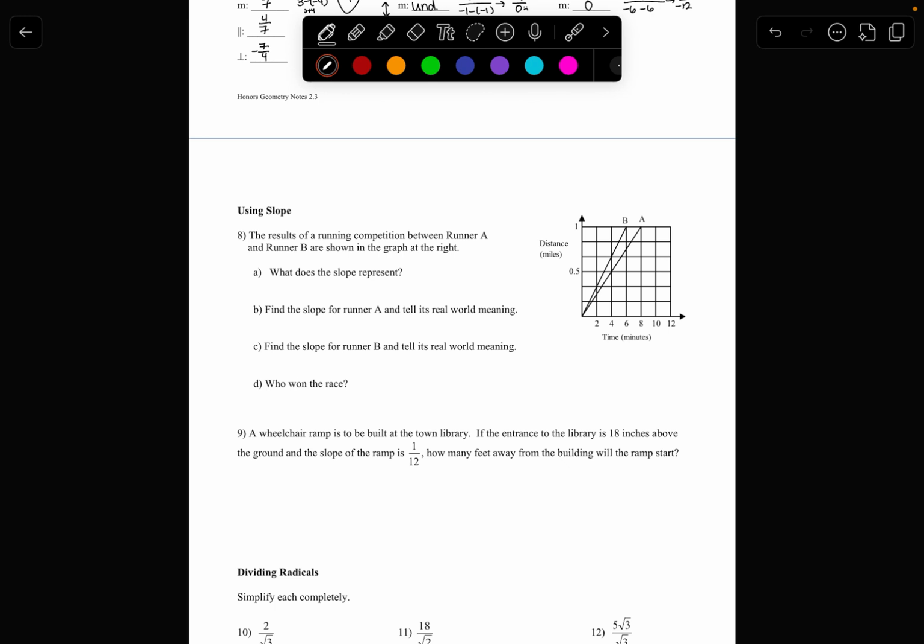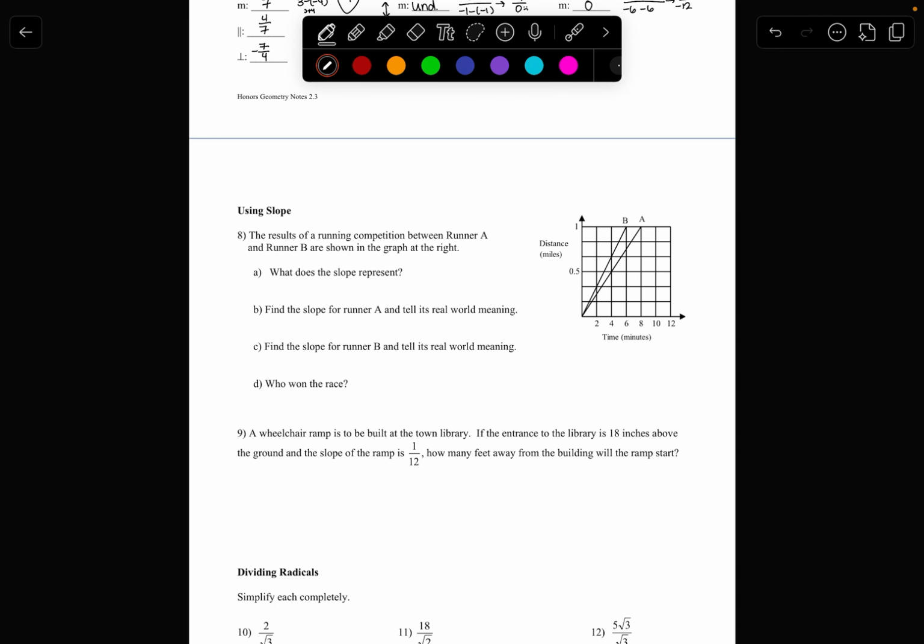The results of a running competition between runner A and runner B are shown in the graph at the right. What does the slope represent? Find the slope for runner A and tell its real-world meaning, and then find the slope for runner B and tell its real-world meaning, and then who won the race, okay?